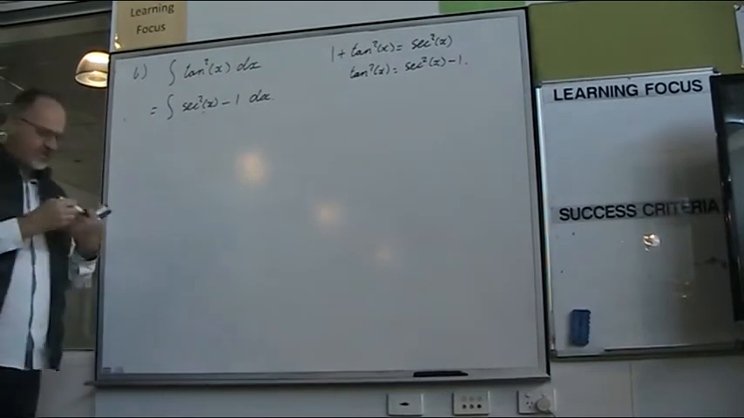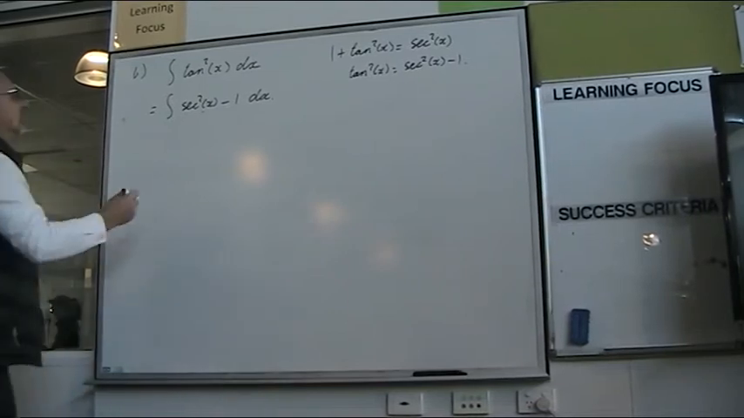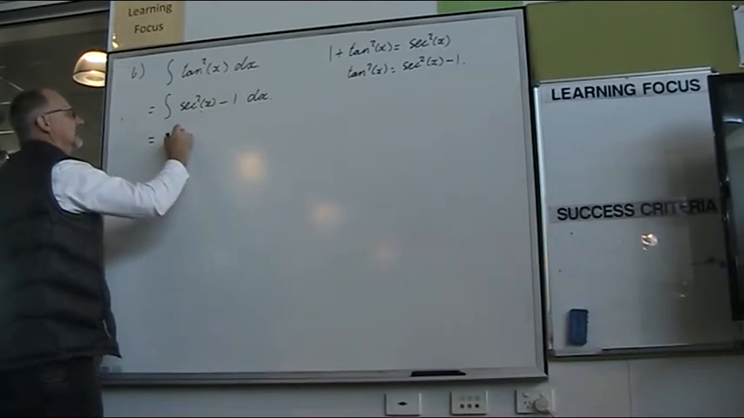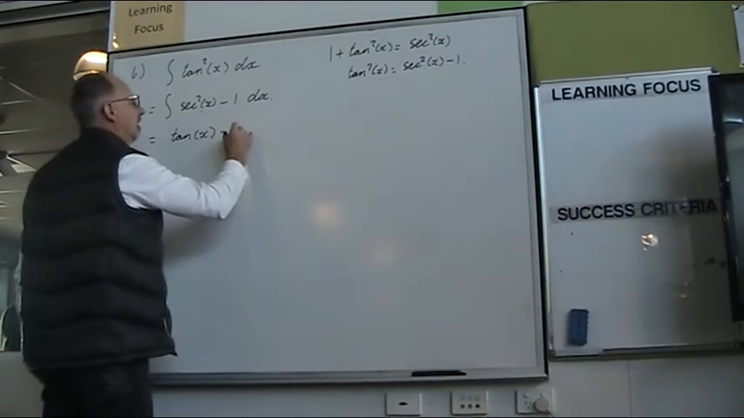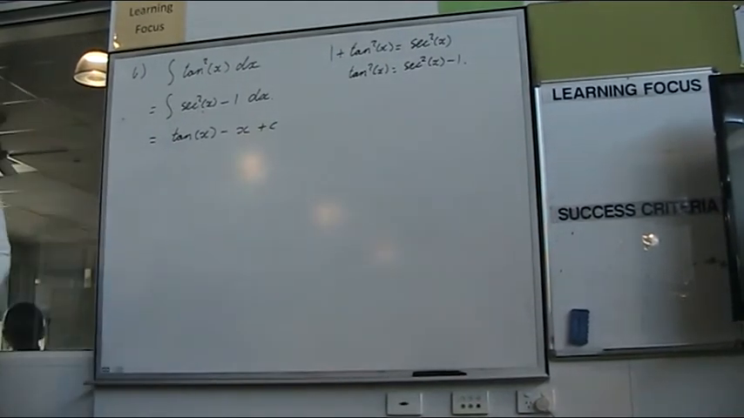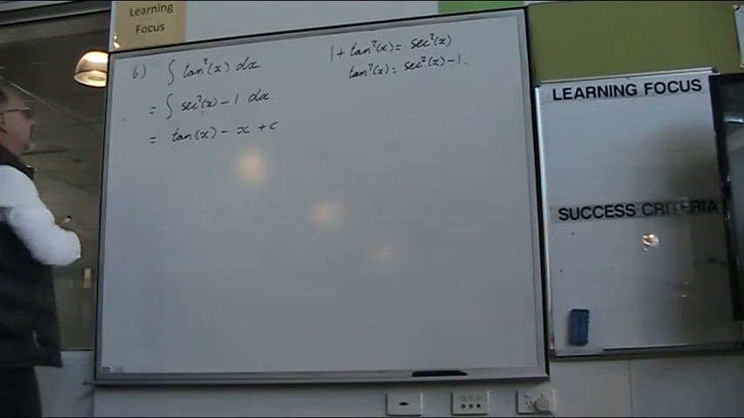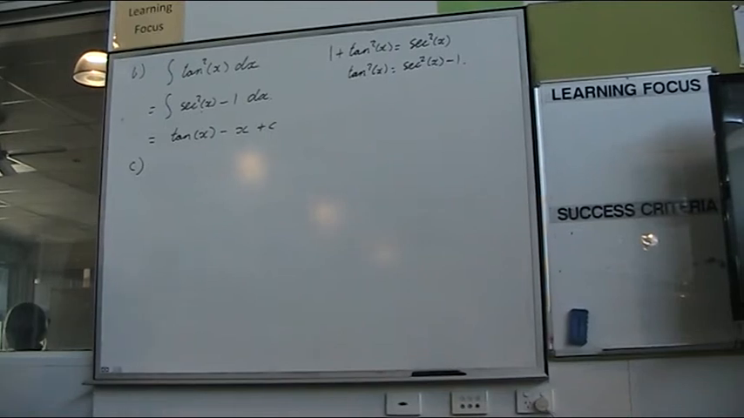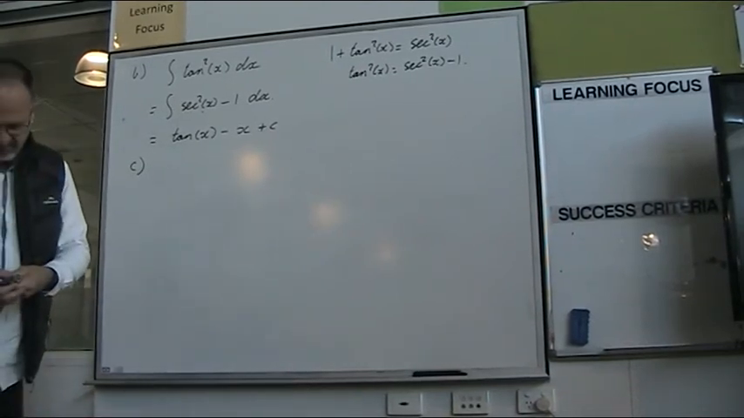Because the antiderivative of sec squared is tan, the antiderivative of sec squared is tan x. The antiderivative of 1 is x plus some constant. Really, again with these substitutions that we're doing, just like at all our other substitutions, we're trying to change something that's complicated into a form which is easier for us to deal with.